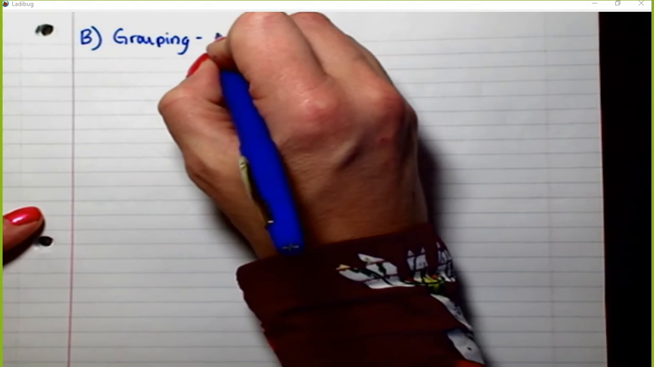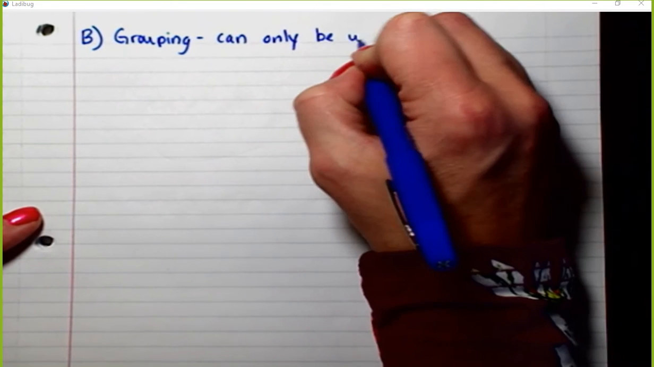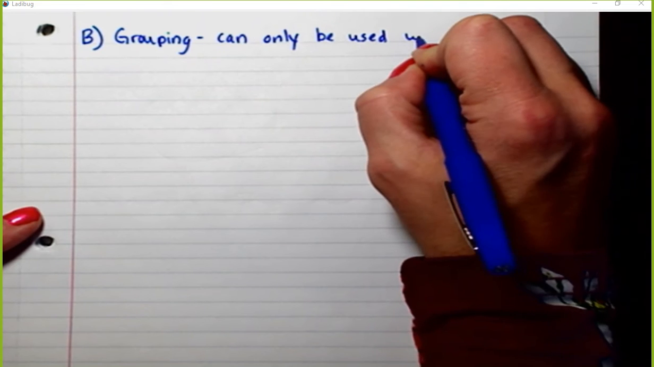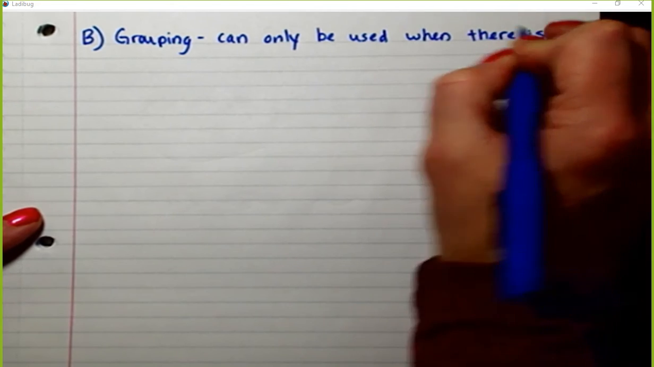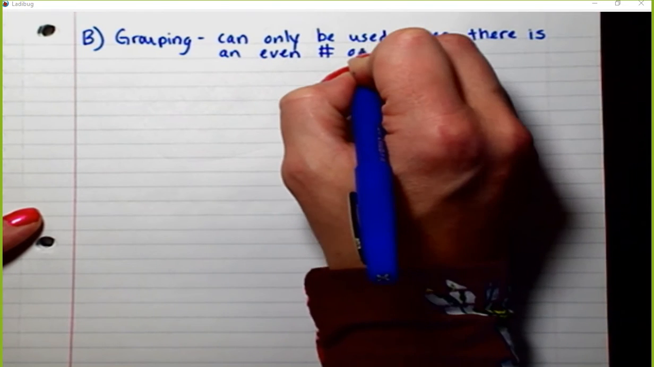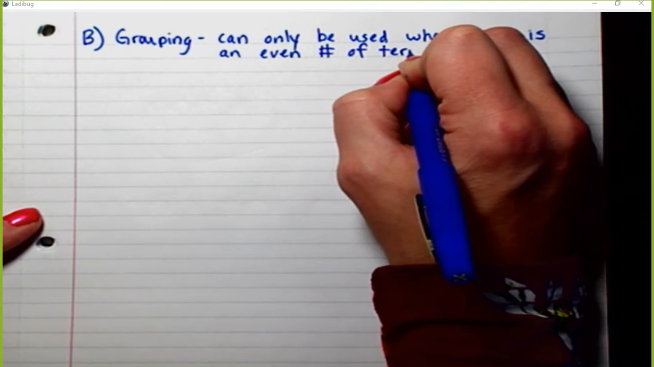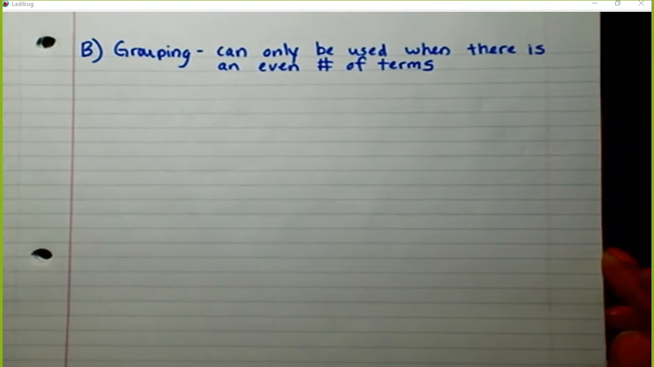Okay, grouping is something, right? See that chart? It's right underneath trinomials, okay? We're going to do problems that have to be done with grouping today. So grouping can only be used when there is an even number of terms. Okay, that's when you can use grouping.